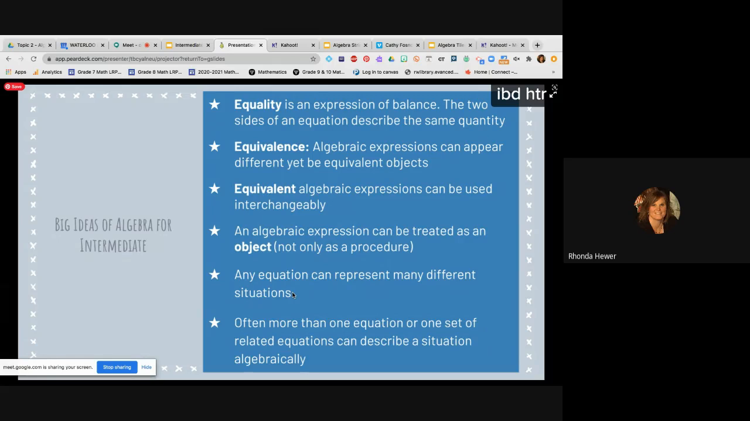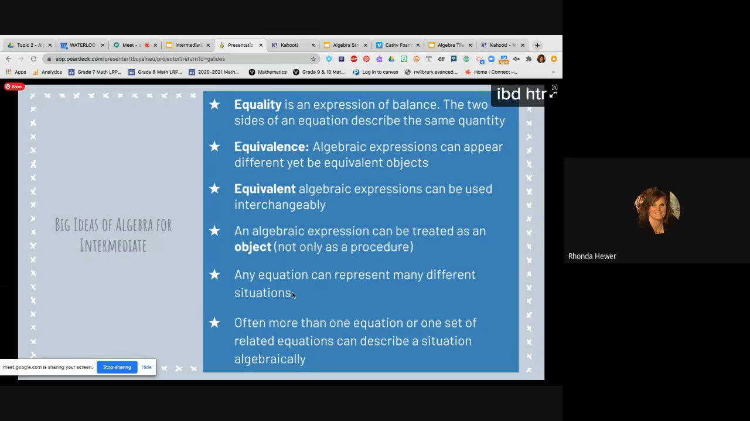And we sometimes lose sight of that in the plain computation of 3x plus 1 equals 7. What is x? And if they get x, we think we've done our job. But do students really understand? And I'm going to just quickly go through these. Equality is an expression of balance. For many students, that equal sign means "the answer is," and then they move on. They maybe don't understand that the two sides of an equation describe the exact same quantity. So using these models and representations is going to develop that sense.